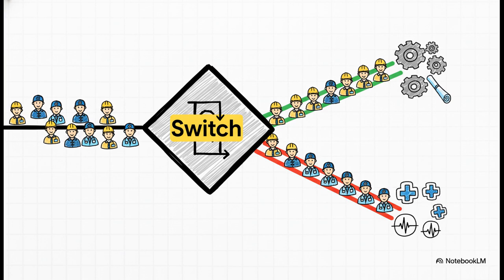Then, after the filter, we can add a switch node. And this thing is fantastic. It basically looks at a piece of information, like, say, their job title, and sends them down a completely different path. Engineers go down this road, doctors go down that road. This is how you do truly personalized automation at a huge scale.